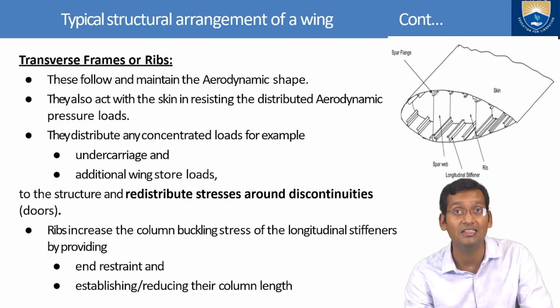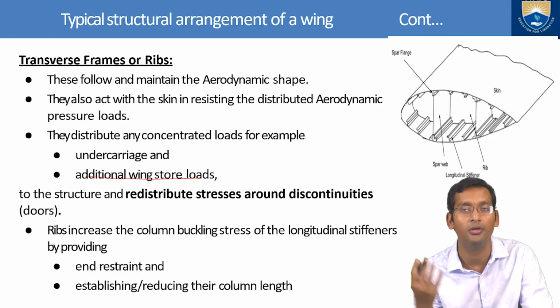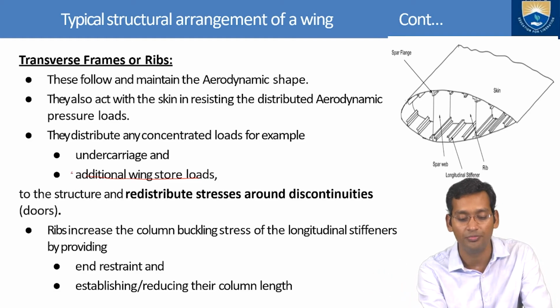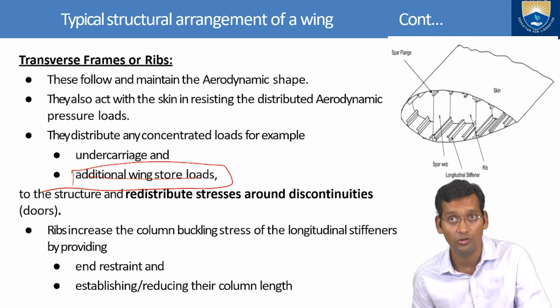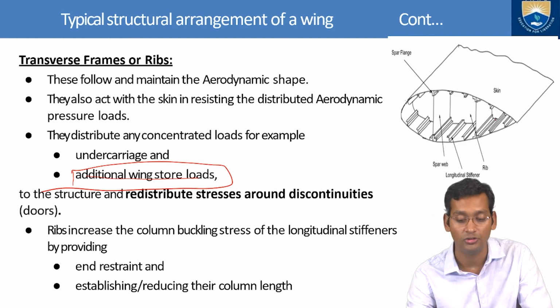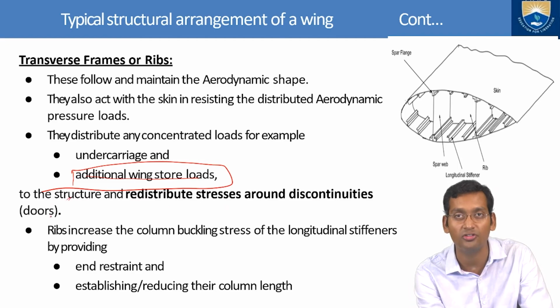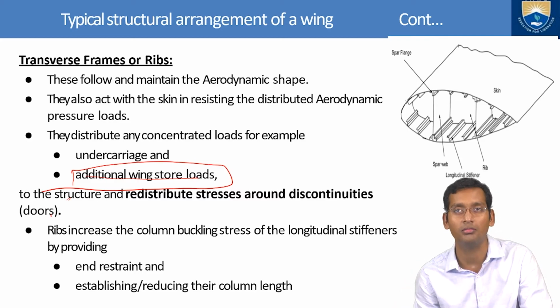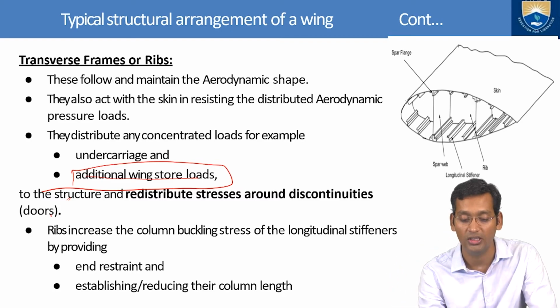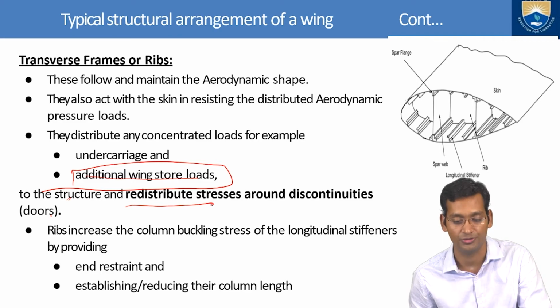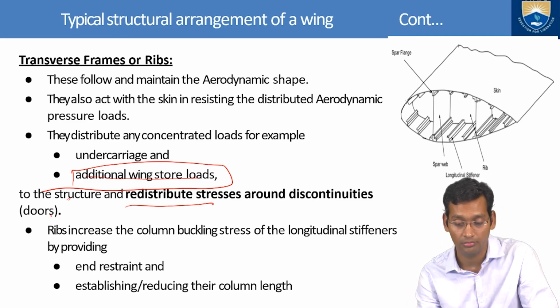Now what is the next use? They distribute any concentrated loads, such as undercarriage and additional wing stored loads, meaning whatever payload we add, undercarriage or wing loads like fuel. So they should also handle those loads. They also redistribute stresses around discontinuities, for example at the door. Suppose the door is closed, and after landing they open the door. Then that is no longer part of the whole structure, so the loads get redistributed. That type of load should also be taken care of.